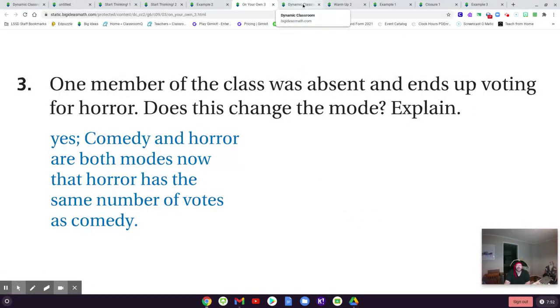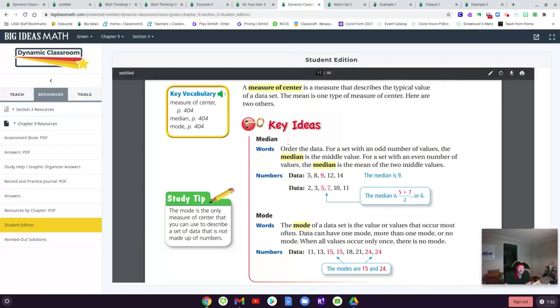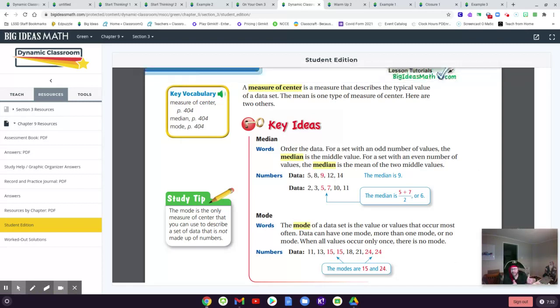All right, and now some of you like to take notes, and that's a very good thing to do. So I would like you to take notes. What we just did was mode. So this is a nice mathy way of knowing what mode is. The mode of a data set is the value or values that occurs most often. Data can have one mode, it can have more than one mode, and it can have no modes. When all the values occur only once, there is no mode.